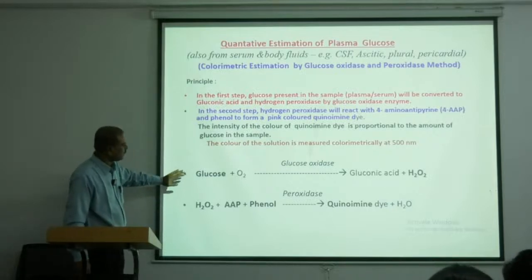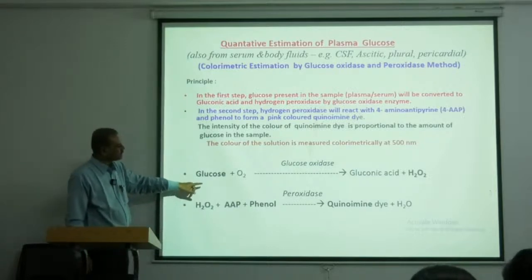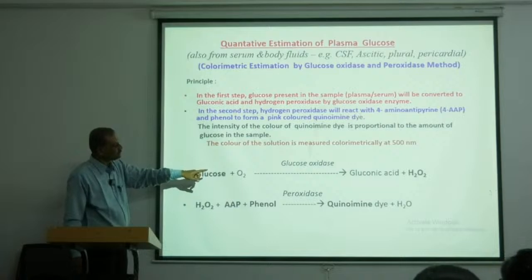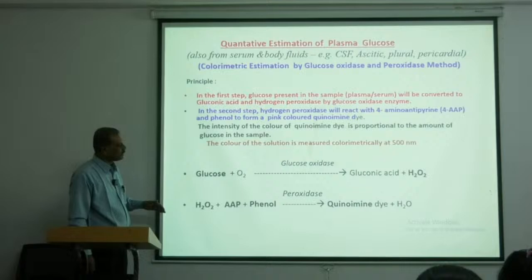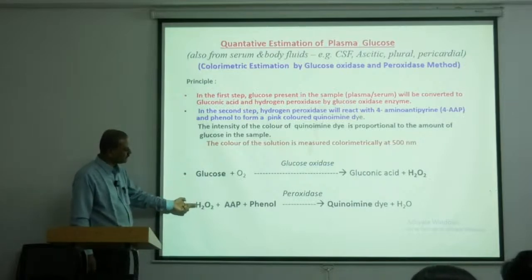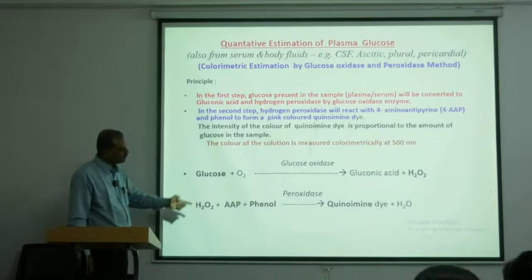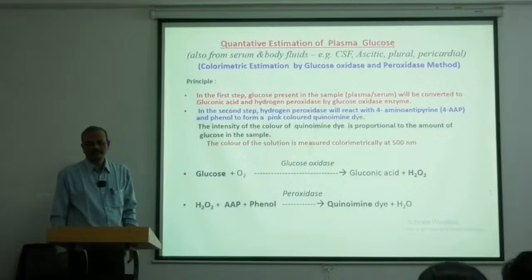Okay. Now give a little gap and write down this part. Glucose plus oxygen, glucose oxidase, to gluconic acid plus hydrogen peroxide. Write down a little rapidly so that we can discuss something more which will be clinically relevant. But these two slides will be for you only, exclusively, for examination purposes and at your level. And the second stage is H2O2, AAP, phenol, peroxidase, giving quinoimine dye and water. This much you write down.